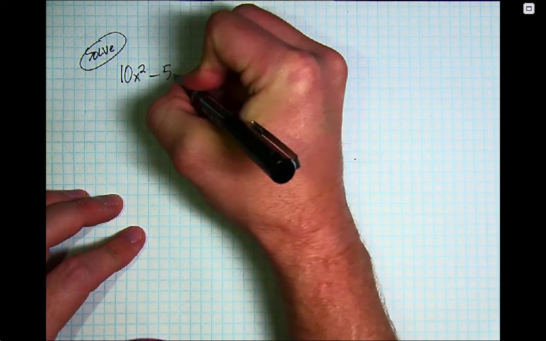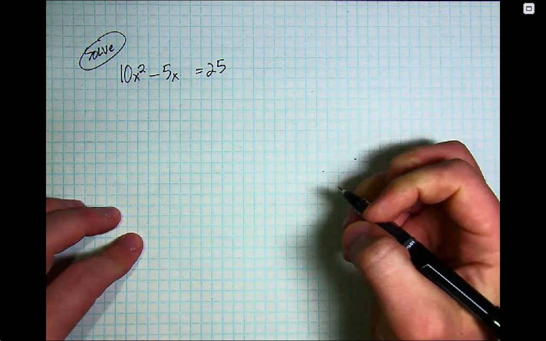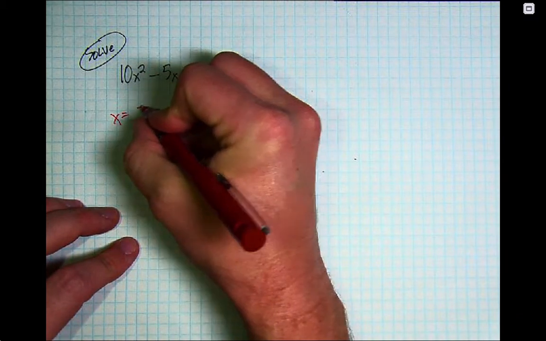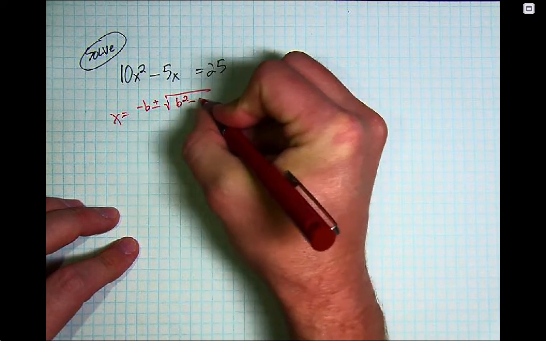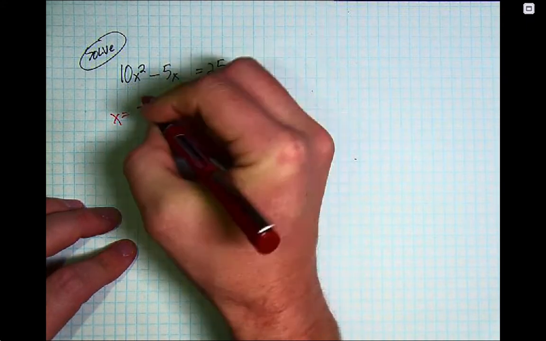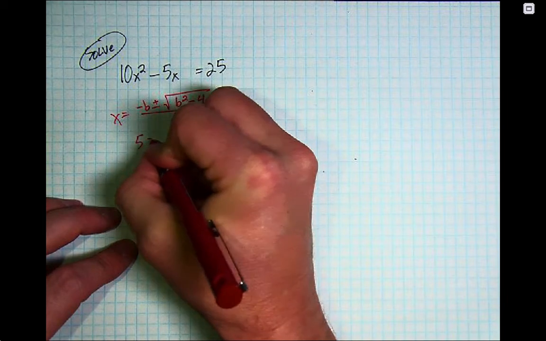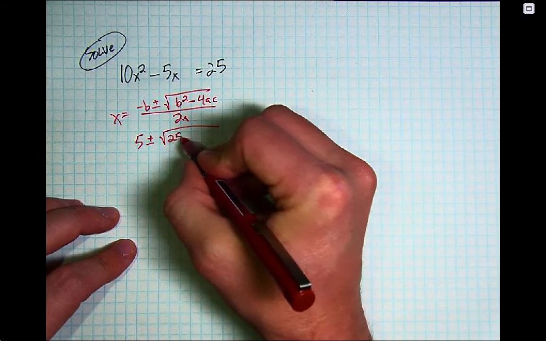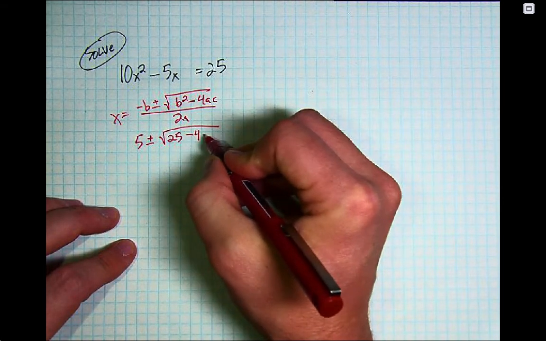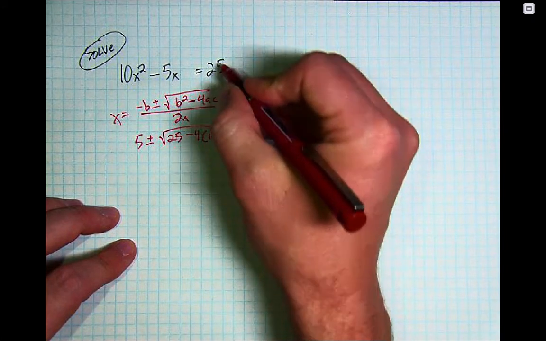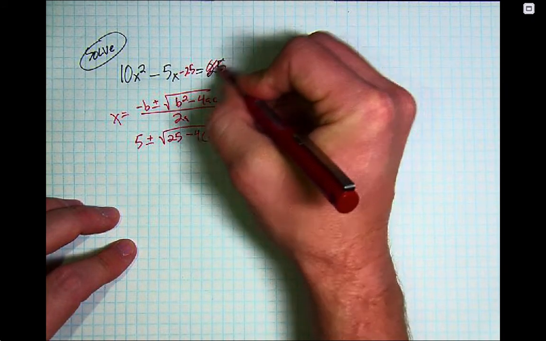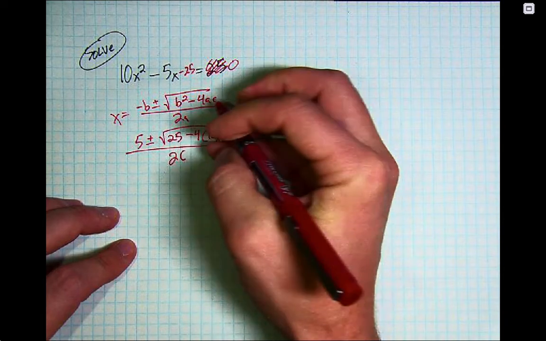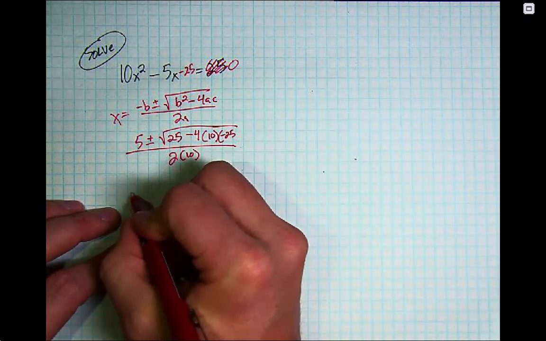10x squared minus 5x equals 25. What's my A, my B, and my C? Negative B, that's negative negative 5, so that's 5 plus or minus. What's B squared? 25. What's A? 10. What's C? C would be negative 25, right? And then over 2A, A was 10. So the bottom is going to be 20.